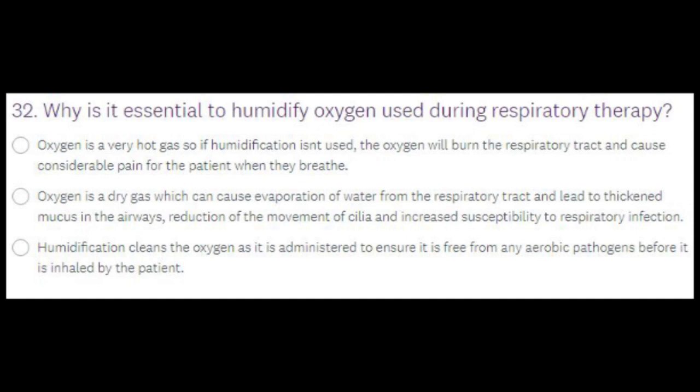Why is it essential to humidify oxygen during respiratory therapy? Because it's a dry gas which can cause evaporation of water from the respiratory tract and lead to thickened mucus in the airways, reduction of the movement of cilia, and increased susceptibility to respiratory infection. That is the right answer, option B.